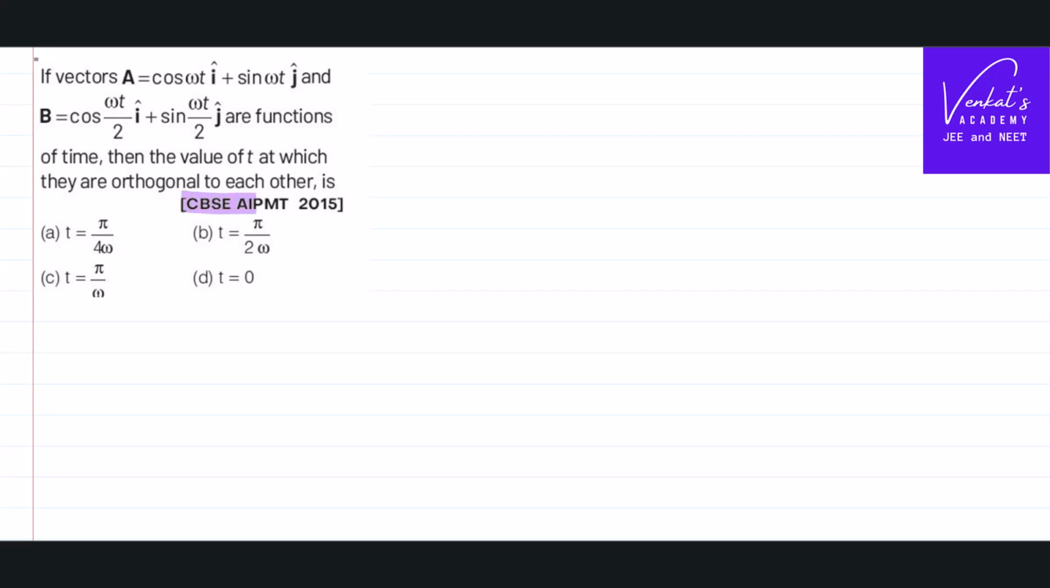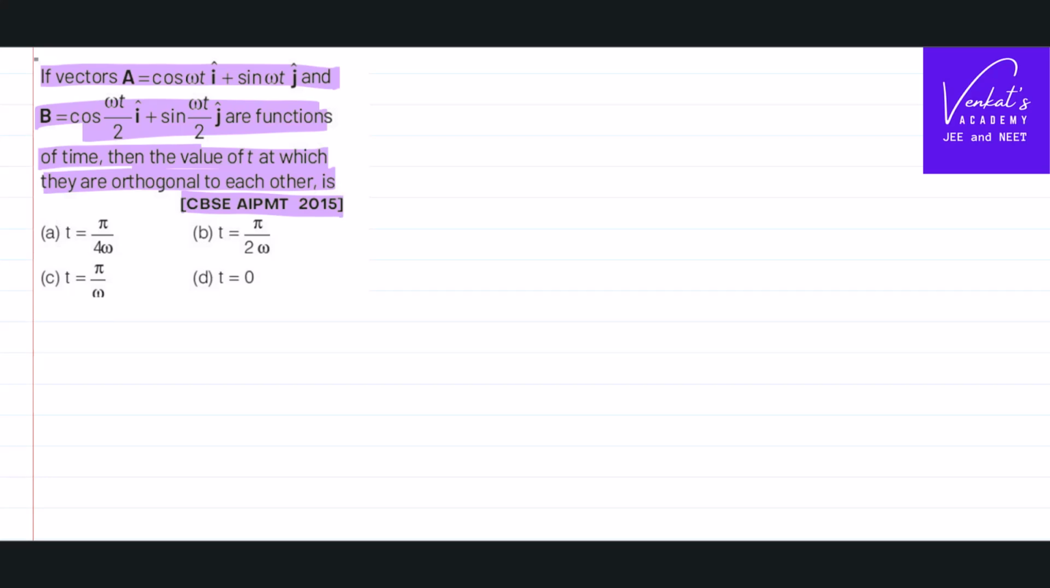This is an ABMT 2015 question from vectors. That's two-dimensional motion. The question is like this. There are two vectors, vector A and vector B, which are functions of time. Then the value at which they are orthogonal to each other. Orthogonal means they are perpendicular to each other.